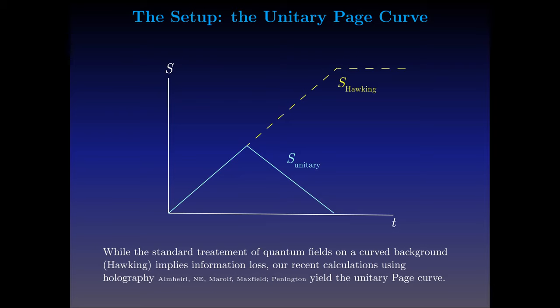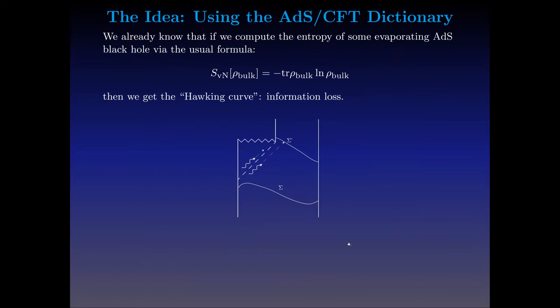And of course, the standard treatment of quantum fields on a curved background, as I mentioned, Hawking's treatment, implies information loss. But we have these recent calculations, and now it's not so recent, I suppose, two years ago, that use holography to get unitarity, the unitary Page curve, this non-monotonic behavior over here. Because the idea behind this is extremely important for this talk, I'm going to slightly belabor the point.